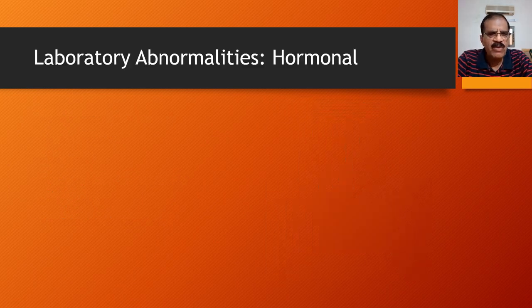Now, how do we investigate? There are two types of tests. One are specific tests related to hormones. When the suspicion is fairly strong, then we need to go straight for the hormonal test. Now, I have listed them.